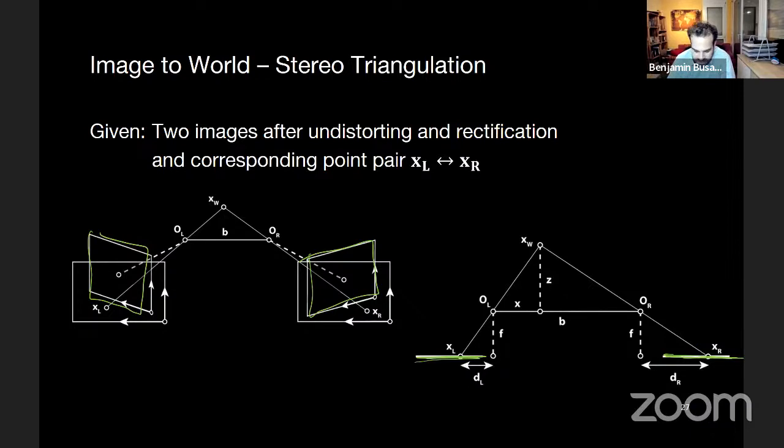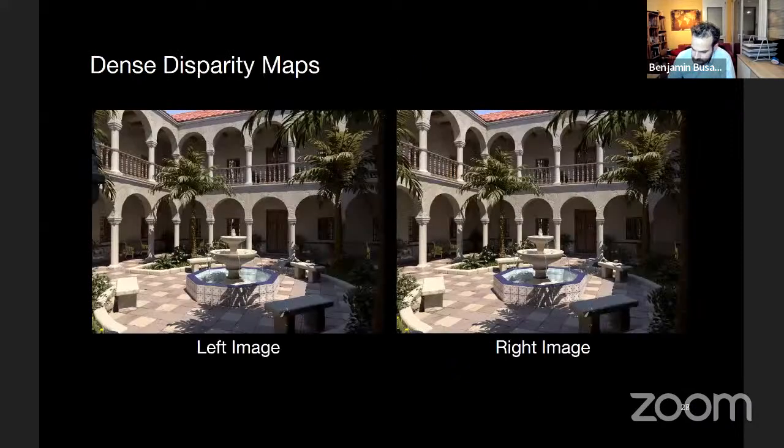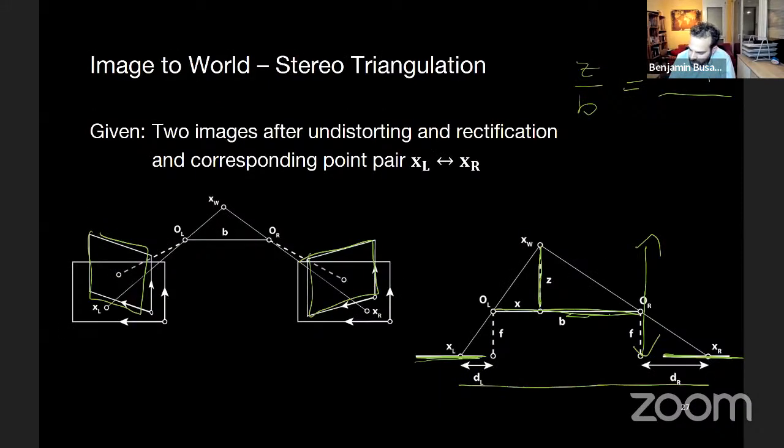For this, let's look into this schema. We see that Z, for instance, is in proportion to B. Let's write this down by the intersection theorem. Z is in proportion to B in the same proportion as Z plus F is in proportion with this entire thing, which would be B plus D. So D would be the sum of dl and dr.